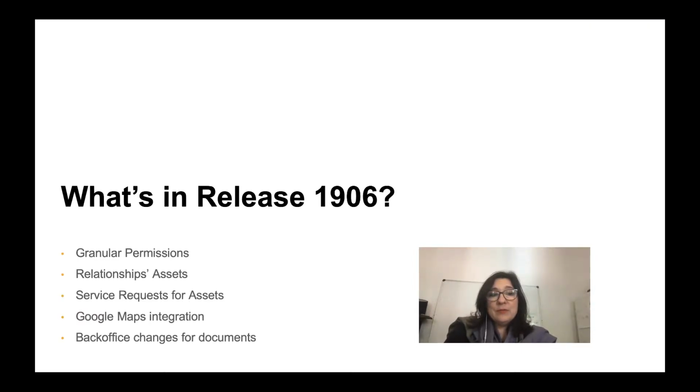With that said, at a high level, what we've put into release 1906 include granular permissions, relationships assets, service requests within assets. We've added a Google Maps integration and a back office change for document management. So let's have a look at some short demos for each of those.